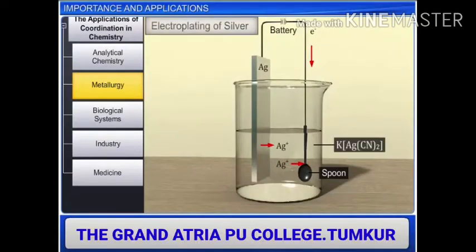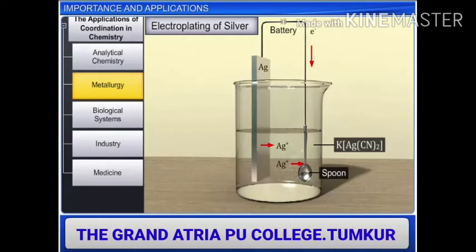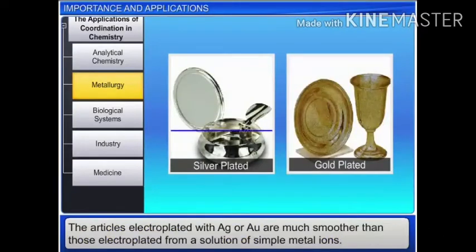Cyanide complexes also find application in electroplating. For example, in the electroplating of silver, large amounts of silver are held as a complex, potassium dicyanoargentate 1. This provides very little, but all the silver necessary for electroplating. Thus, the articles electroplated with silver or gold are much smoother than those electroplated from a solution of simple metal ions.